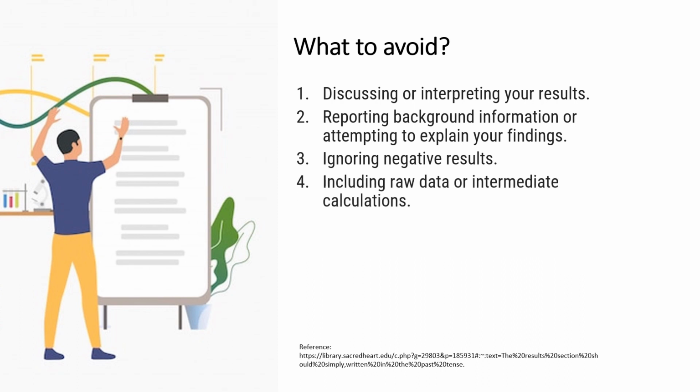Also, including raw data or intermediate calculations. Do not include raw data or intermediate calculations in your results section. What do I mean by that? For example, you have an experimentation and then you have a tabulation of the results of that experimentation. Do not put the table here in the results section. But you can present the summary in terms of a chart, a bar chart, or a visualization. So do not put the data themselves.